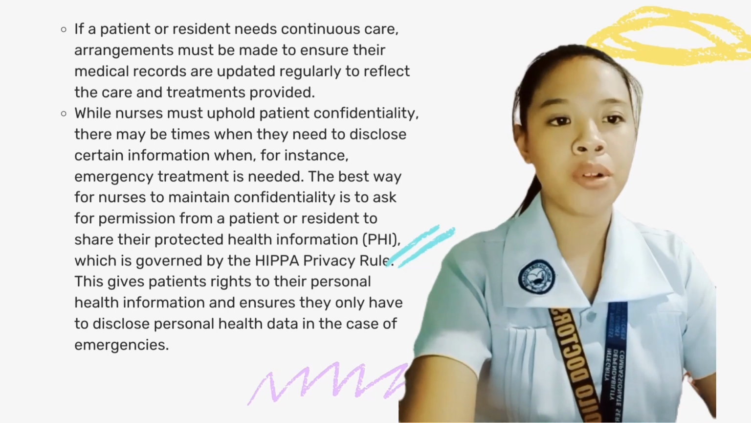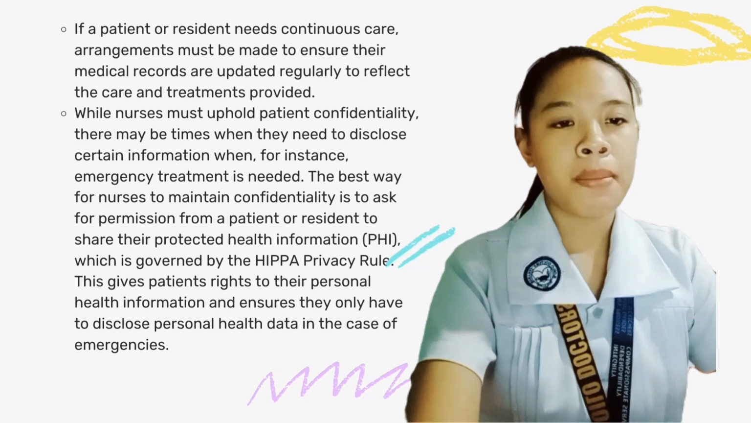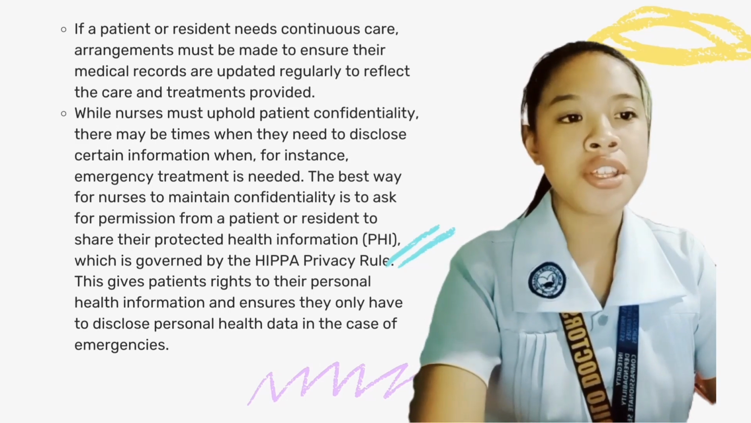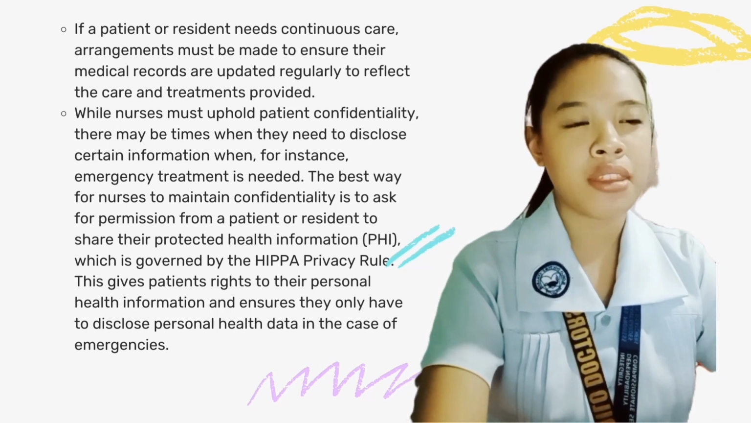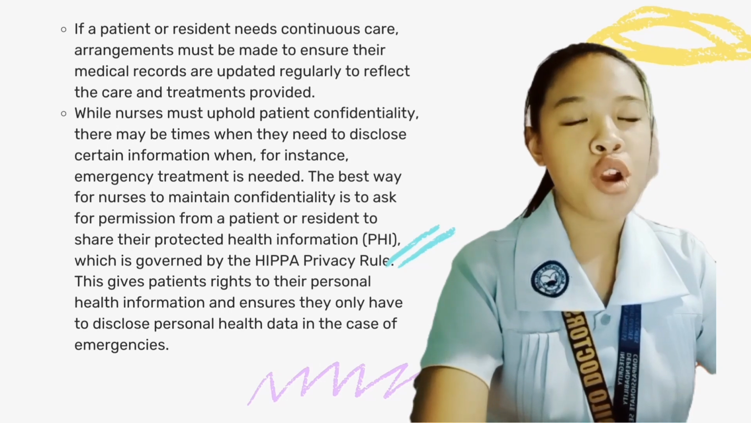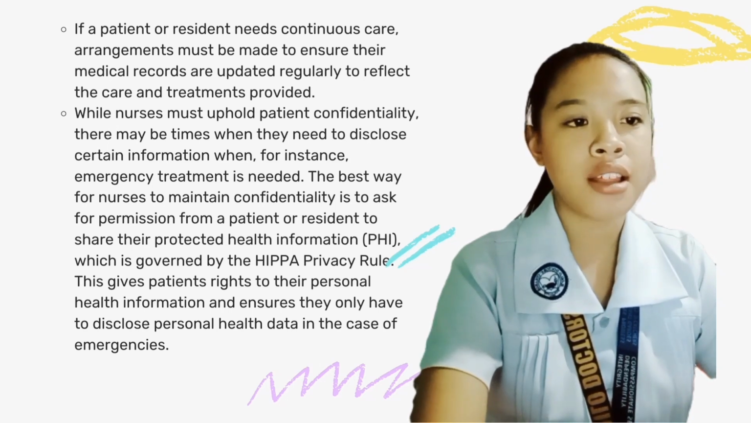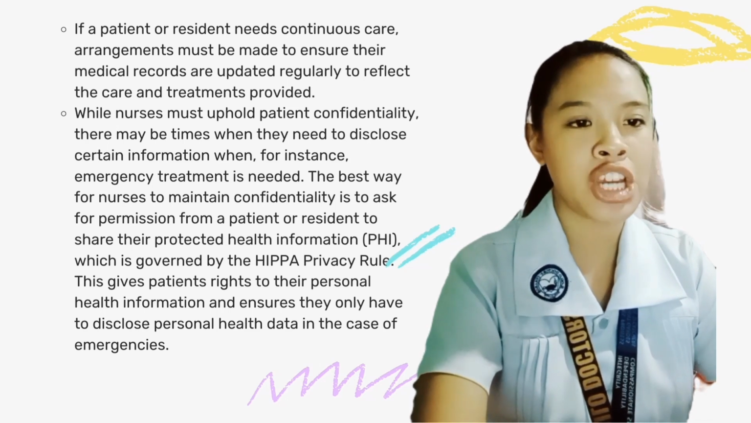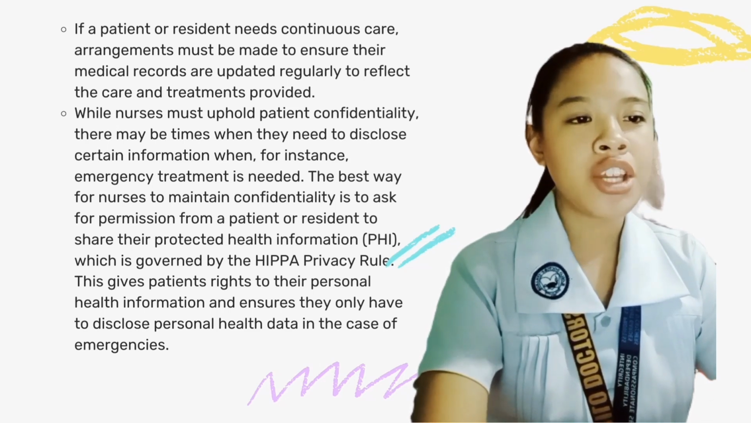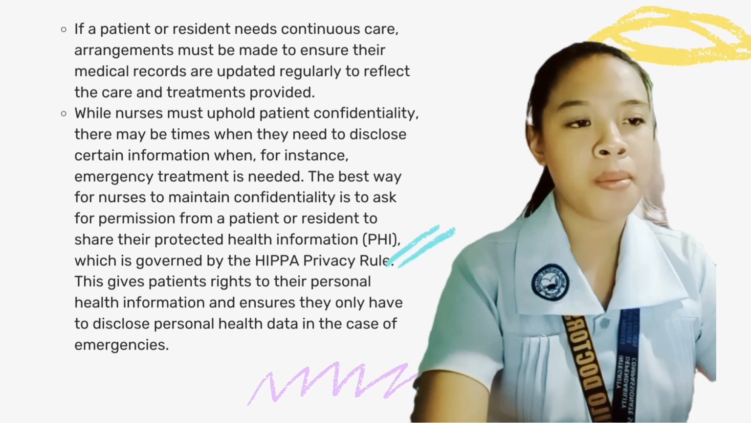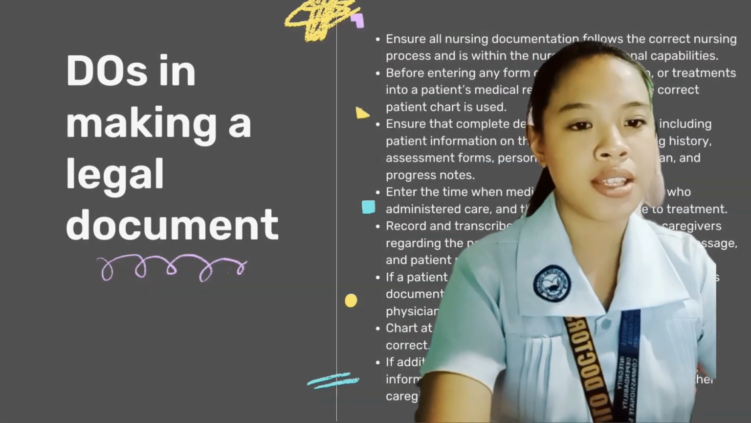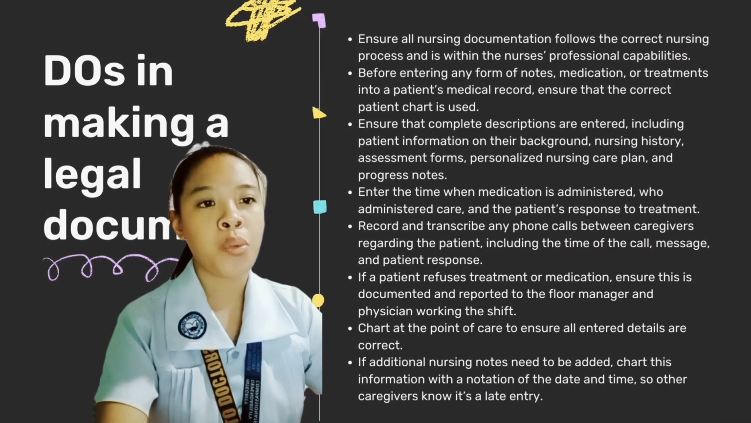While nurses must uphold patient confidentiality, there may be times they need to disclose certain information when, for instance, emergency treatment is needed. The best way for nurses to maintain confidentiality is to ask for permission from a patient or resident to share their protected health information or PHI, which is governed by the HIPAA privacy rule. This gives patients rights to their personal health information and ensures they only have to disclose personal health data in the case of emergencies. So in this topic, there are do's and don'ts in making legal documentation.